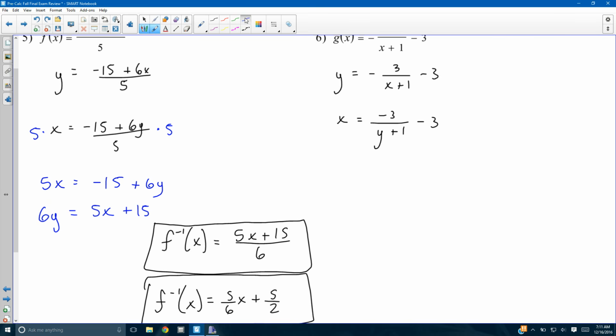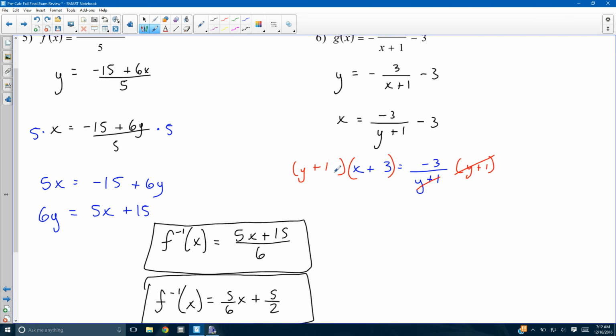Let's start solving for y. I'll begin by adding this 3 over. I feel more comfortable doing that than not. X plus 3 equals negative 3 over y plus 1. Now I need to solve for y. I need to get it out of its denominator. Let's multiply both sides by y plus 1, which means this gets multiplied by y plus 1. And over here, y plus 1, obviously those go away.